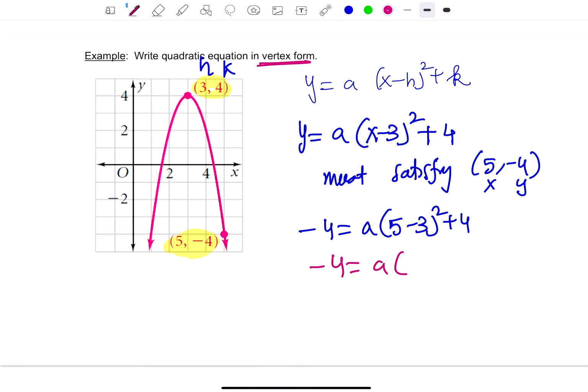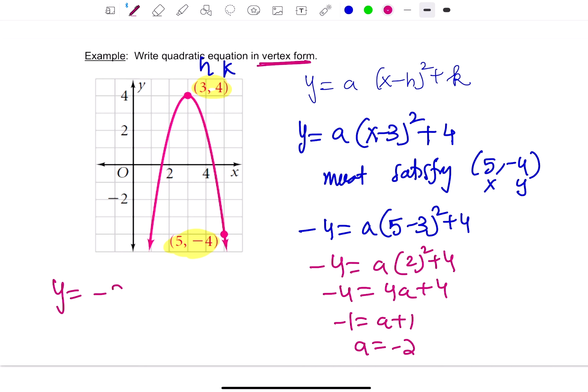Negative 4 equals a times 5 minus 3, which is 2 squared, plus 4. Negative 4 equals 4a plus 4. We can actually divide both sides by 4, and we will get negative 1 equals a plus 1. So a is negative 2. So the equation of this graph is negative 2, replacing a by the value we just found, x minus 3 squared plus 4.